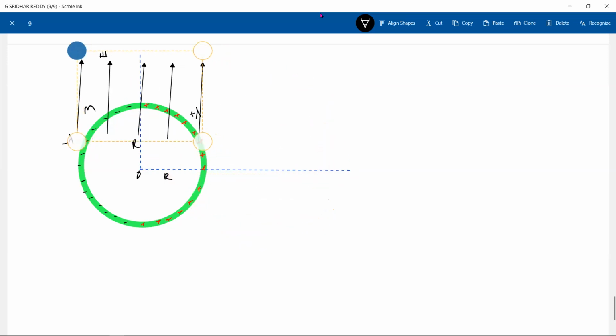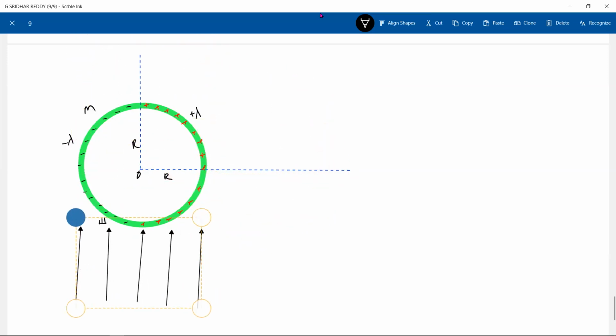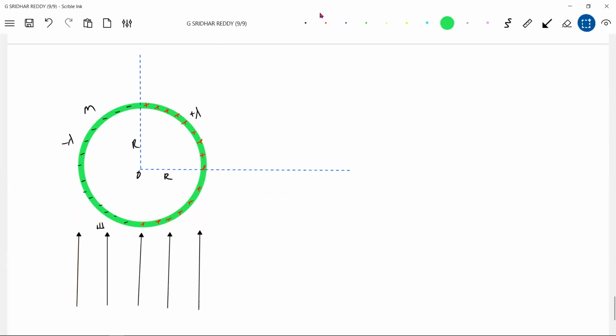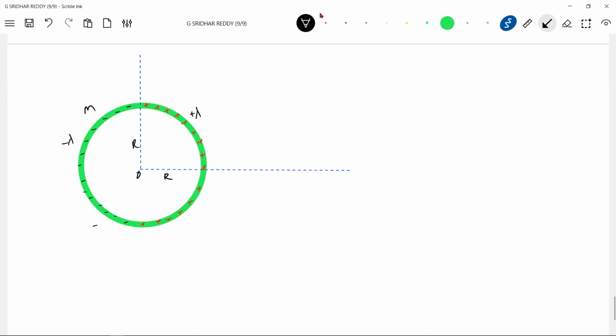Okay, let me put it here in this way. This will be very interesting. The uniform electric field will be directed vertically down. I think I'll adjust the arrows properly. This will be better.